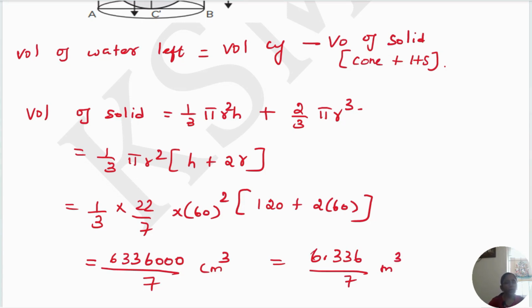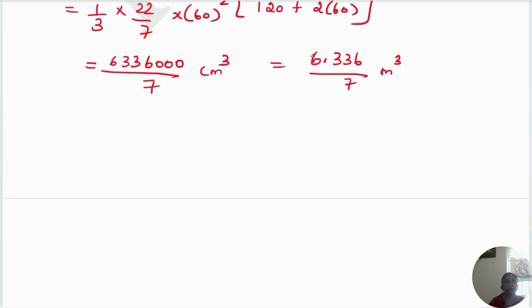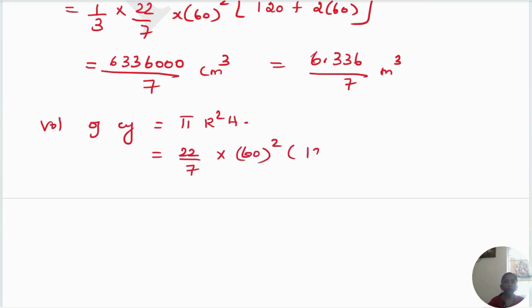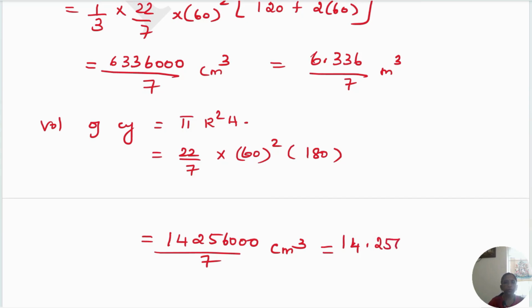And now you have to calculate the volume of the cylinder. Next step. So volume of cylinder is equal to pi r square h. I am using different notation here. So 22 by 7. Here it is. So our value is 14256000 divided by 7 centimeter cube. Converting into meter cube, this is 14.256 divided by 7 meter cube.